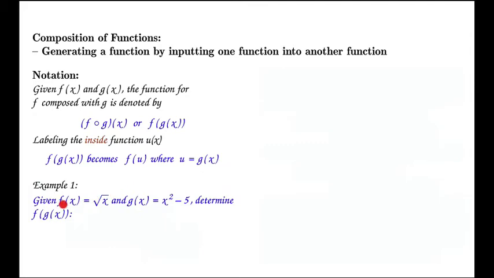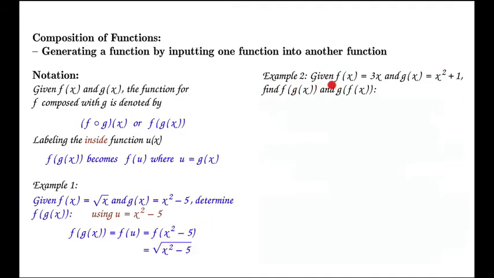So let's look at an example. Say we're given f of x is the square root of x, and g of x is x squared minus 5, and we're asked to determine f of g of x. We see here from our notation that the inside function is the g of x. So we're going to use u to be x squared minus 5, and we'll find this f of u. So that tells us that f of g of x equals f of u. Replace the u with x squared minus 5. We have f of x squared minus 5. Now take all of x squared minus 5 and put it into the f function, and we get f of g of x is equal to the square root of x squared minus 5.